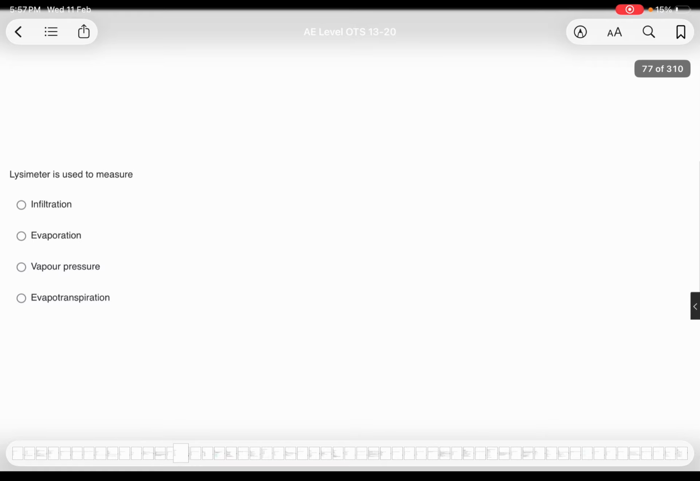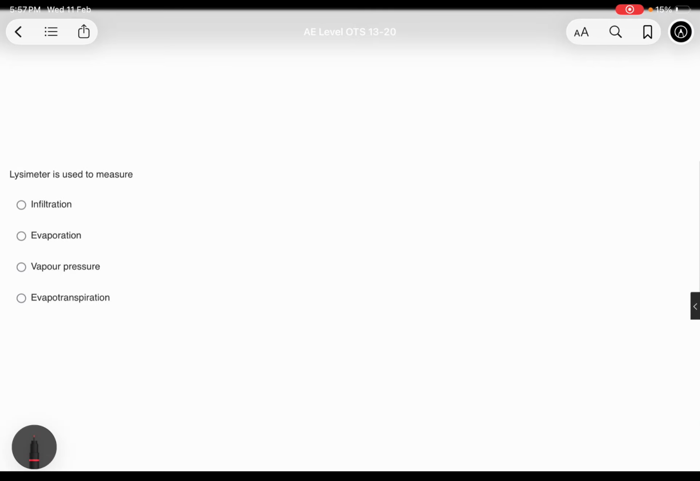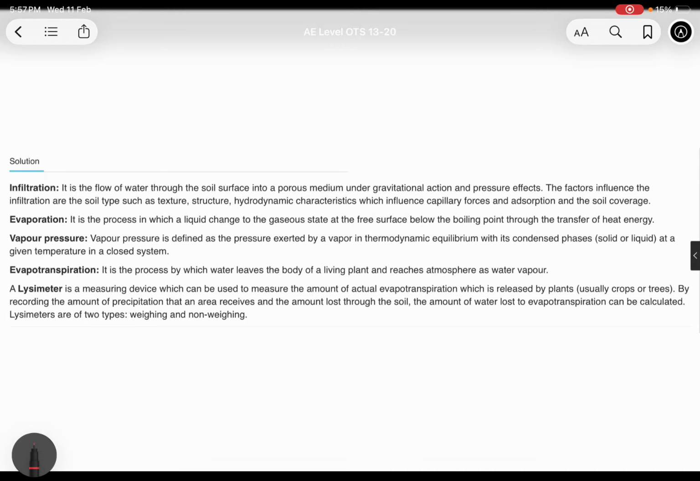Next, the lysimeter is used to measure evapotranspiration. Infiltration is the flow of water through the soil surface into the porous medium under gravitational action and pressure effect. The factors influencing infiltration are the soil type, such as texture, structure, and hydrodynamic characteristics, which influence the capillary force and adsorption, and the soil's vegetation cover.